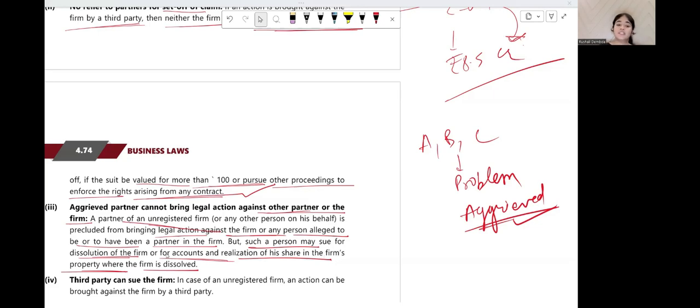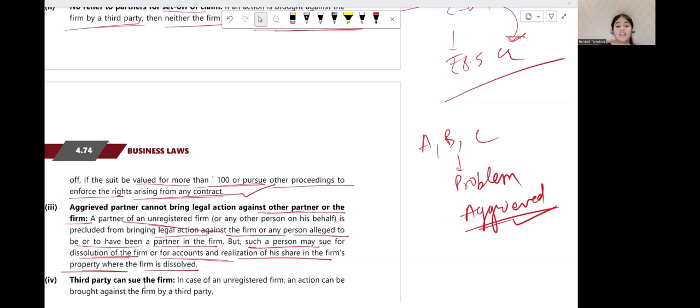But such a person may sue for dissolution of the firm or for accounts and realization. You can also ask them, I want the accounts of the firm. I want to see how much money will be received by me. I want to realize this property. I want to sell all the properties of the firm. Okay, those rights are available.